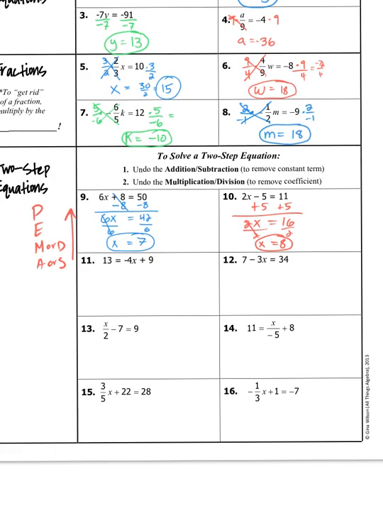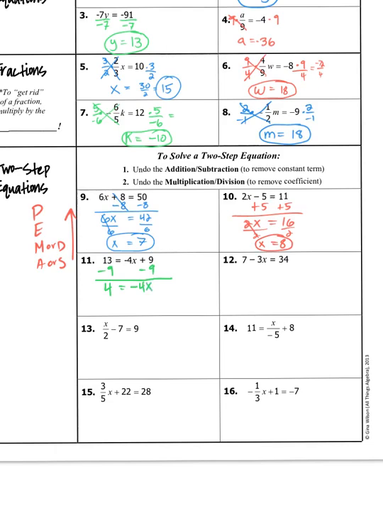Alright, at this point you should have had some time to do each of these problems, so we're going to go through them relatively quickly. I'm thinking about doing PEMDAS backwards, so I have to undo addition or subtraction first. So minus 9, I get all of that. 13 minus 9 is 4. I'm left with negative 4x.